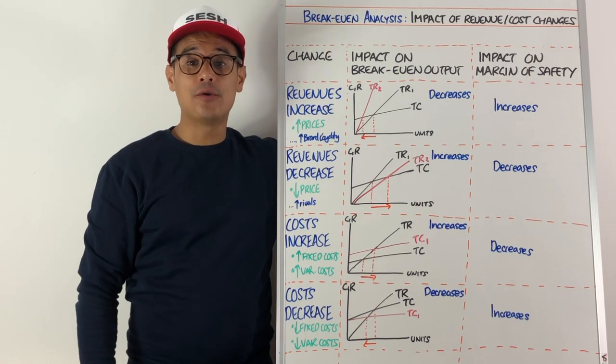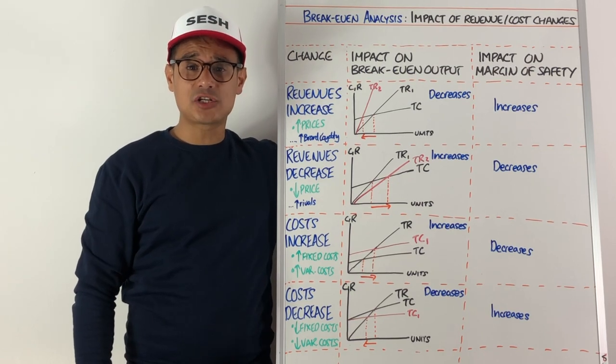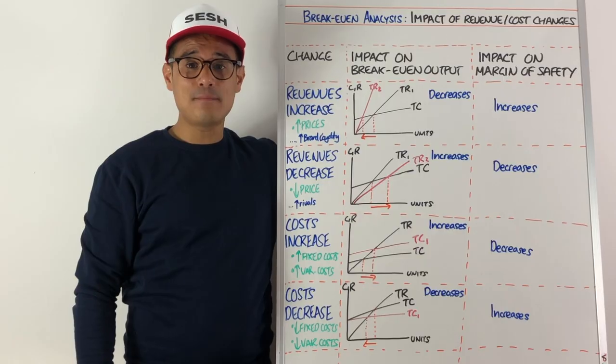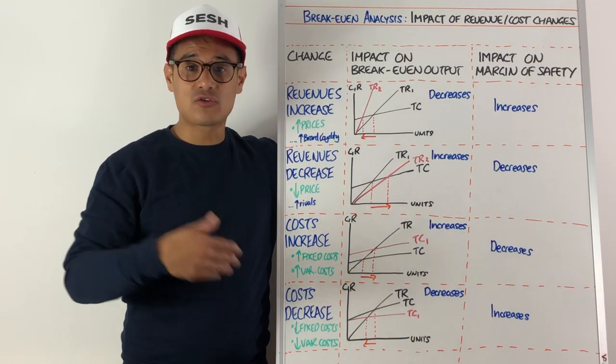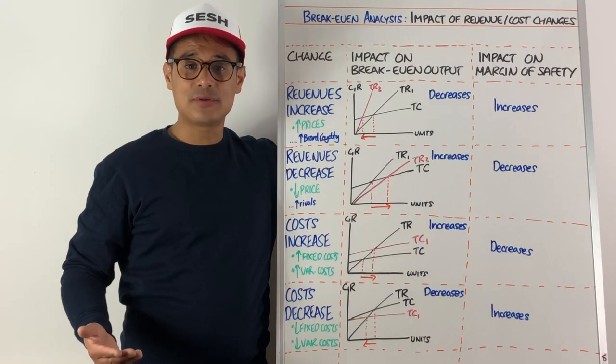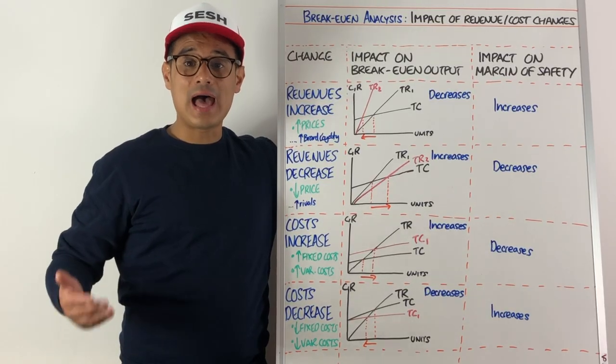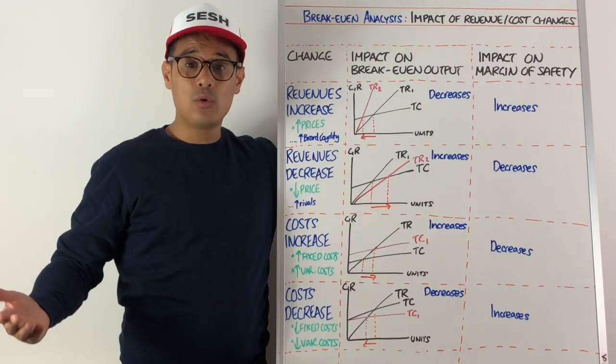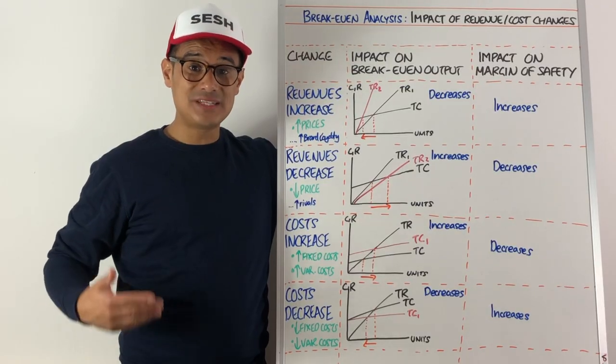Let's have a sesh on break-even analysis. In this sesh, I want to look at the impact of revenues and costs changing, whether that's an increase or a decrease, and see what happens to break-even output and also the margin of safety. We're going to start with the scenario of revenues increasing.